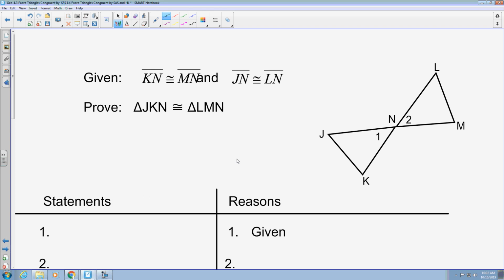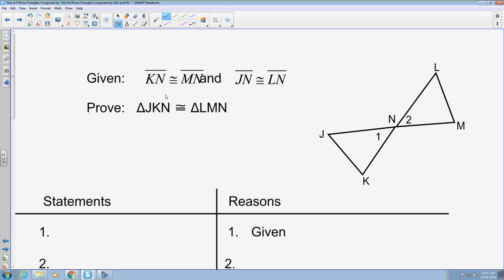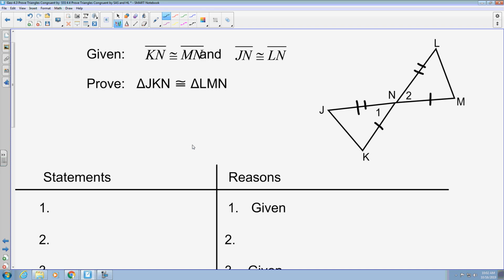All right, so here we have a diagram to our right. We are asking, all right, it says that given that KN is congruent to MN, I'm just going to write that in. So KN and MN, I'm going to write that in because it was given, and JN and LN are congruent. They are asking us to prove that triangle JKN is congruent to triangle LMN.